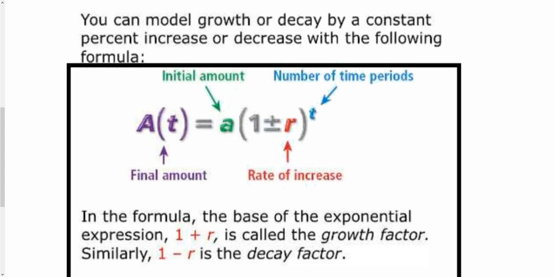Then up here you have this exponent, and that exponent right there is what makes this a growth model. Anytime you have these exponential functions, you're going to have an x up in the exponent spot. In ours, it's going to be the amount of time that passes.